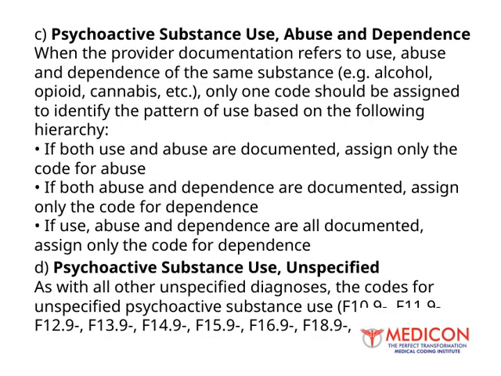When documenting psychoactive substance use, abuse, and dependence, it's important to understand how to assign the correct codes. If the provider notes use, abuse, or dependence on the same substance, we only assign one code, following a specific hierarchy. First, if both use and abuse are documented, we assign the code for abuse. Next, if both abuse and dependence are documented, we choose the code for dependence. And finally, if all three, use, abuse, and dependence, are documented, we still assign only the code for dependence. This hierarchy helps ensure consistency and accuracy in coding.